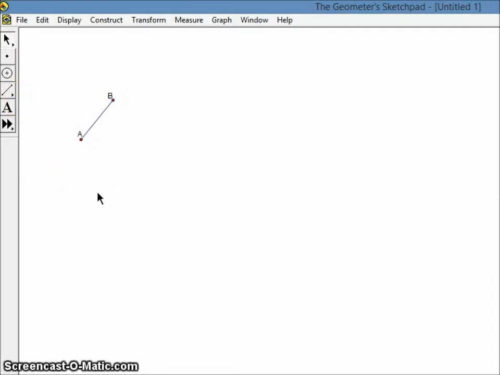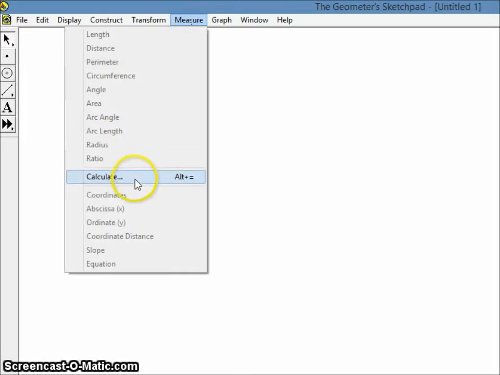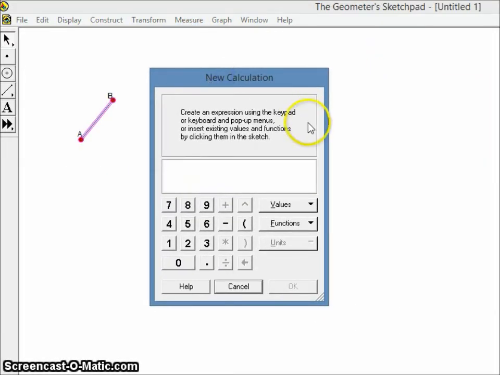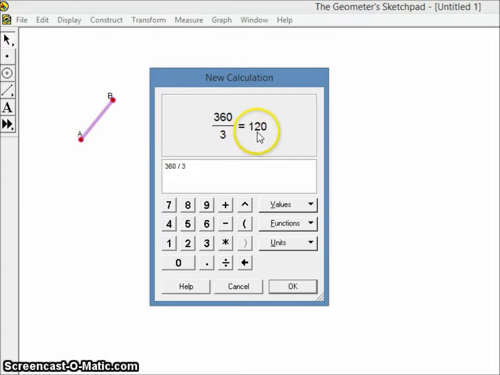And our question is, will it be an equilateral triangle? And if it is, why is that? Alright, so we're going to start by rotating this. But we need to know how much we're going to rotate it by. So I'm going to come over here to measure and calculate. Now I said we're going to be rotating 360 degrees, but we're going to be stopping three times. So that's telling us each time we're going to rotate it 120 degrees.